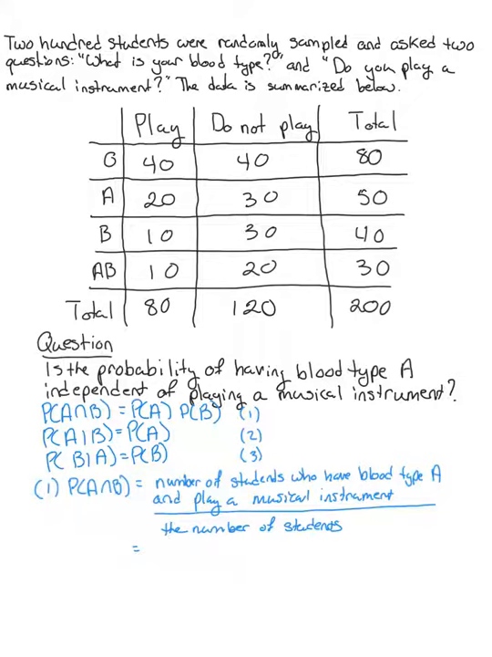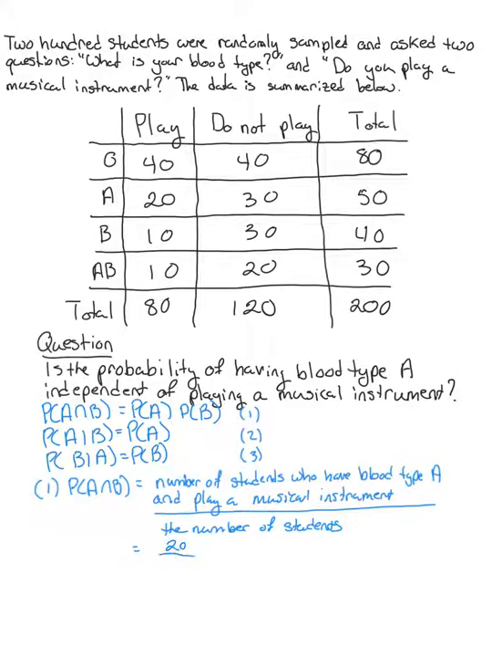So what we do is we look for one of our rows. So this is the row indicating those students who have blood type A. And we want to find the column indicating those students who play an instrument. So that would be this column. So the intersection there is this 20 right over here. So that 20 we can write over there.